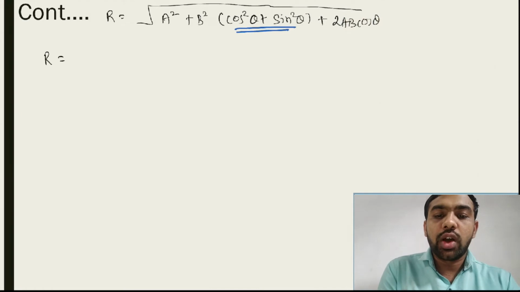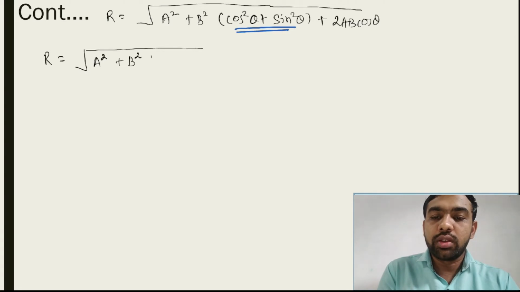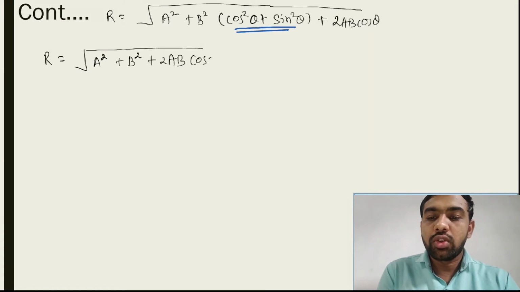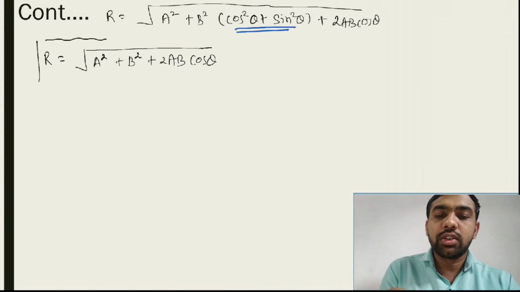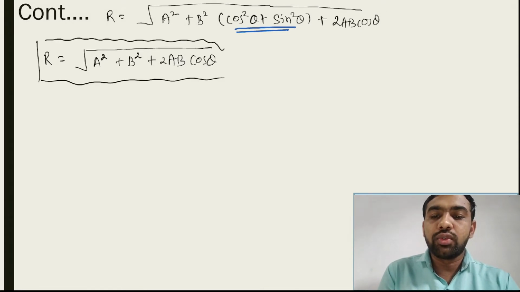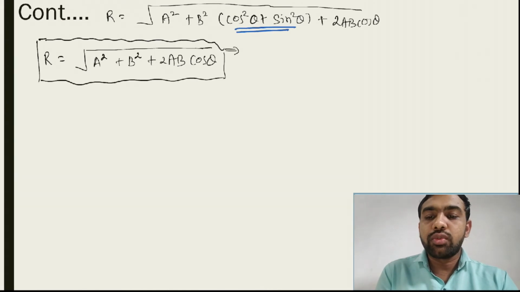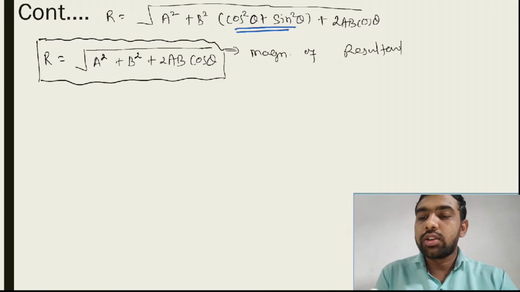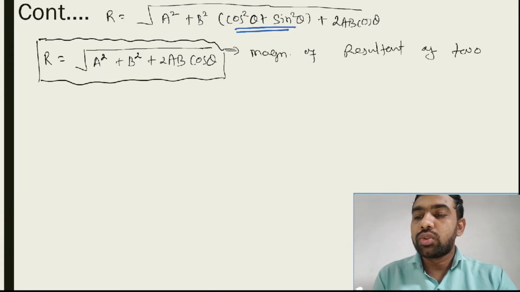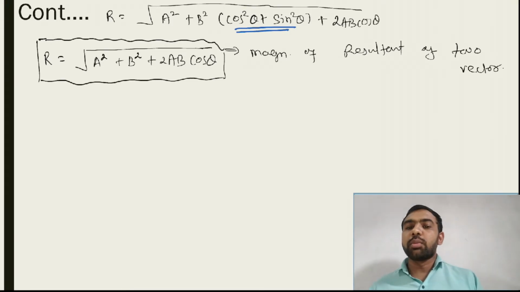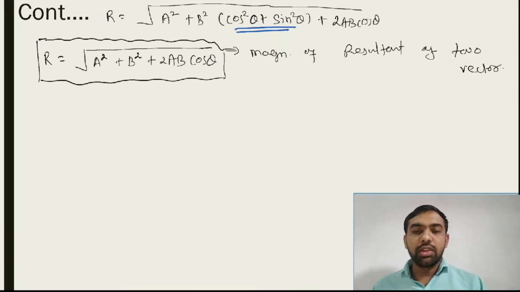So R is equal to under root A square plus B square plus 2AB cos theta. This is the magnitude of the resultant of two vectors. You must remember, if the angle between A and B is theta, then the resultant of the vectors is given as under root A square plus B square plus 2AB cos theta.